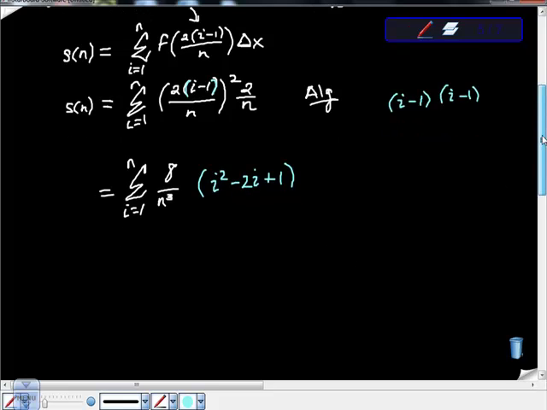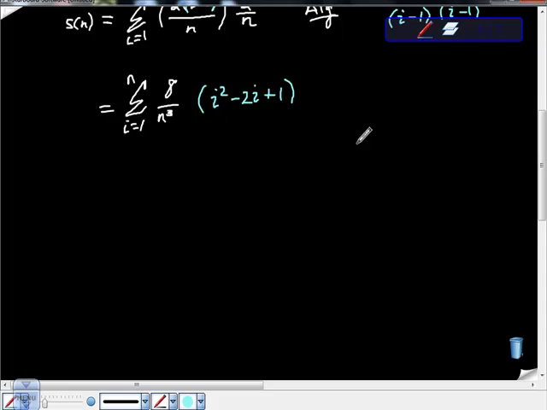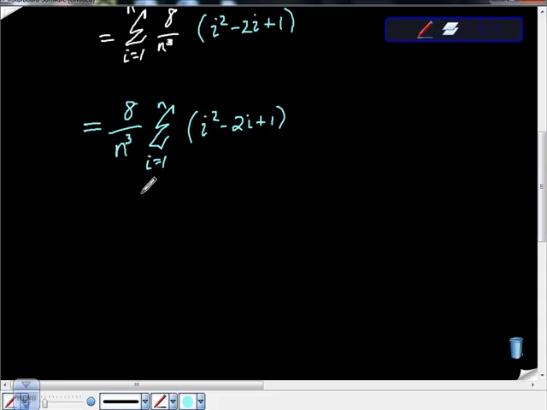Here I'm going to apply some properties. One property I know is that I can factor out a constant value. So I'm going to rewrite this way. I'm going to say 8 over n cubed. n cubed is a number, right? The number of partitions. So this is a constant value times the summation of this stuff here, i squared minus 2i plus 1. From here, I know that I can do summation by part. So I'm going to do that now.